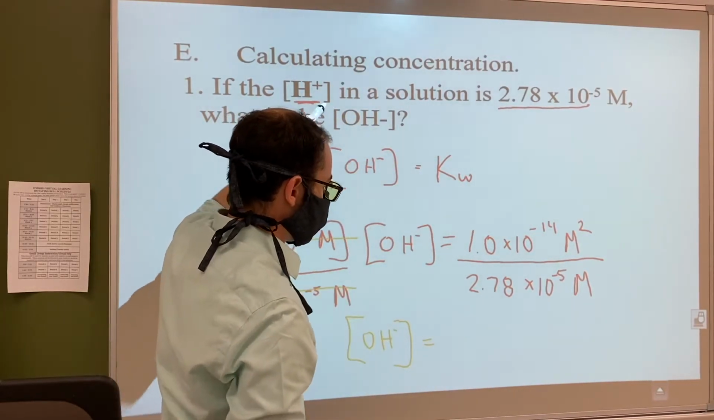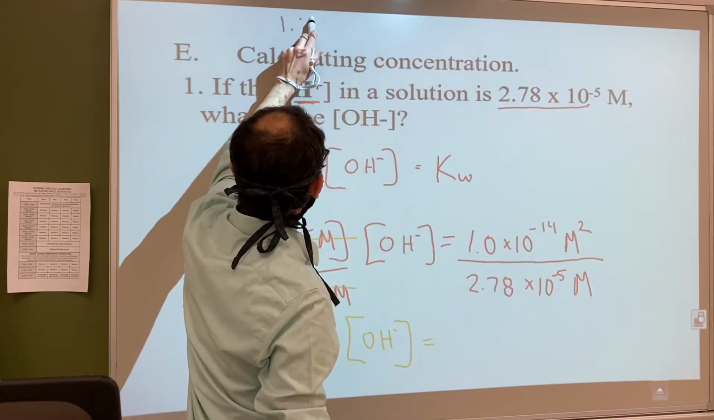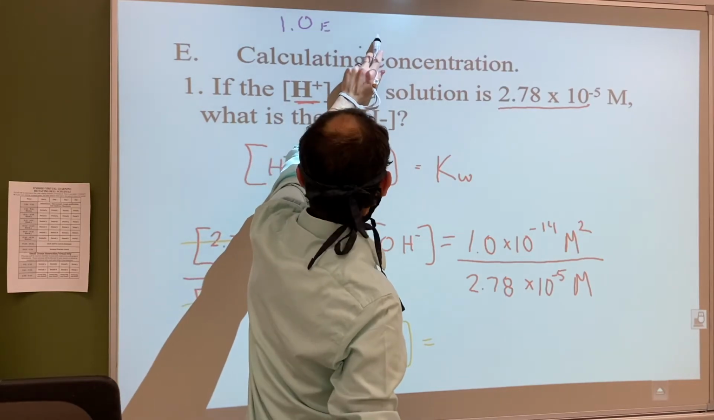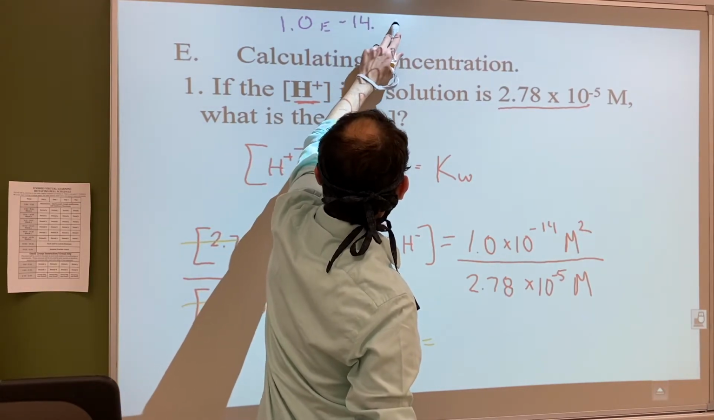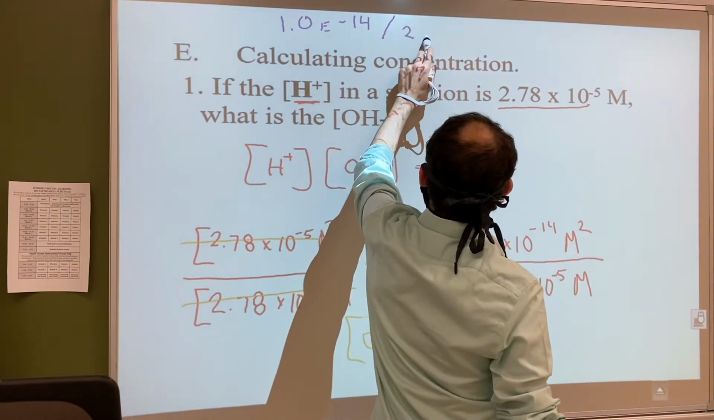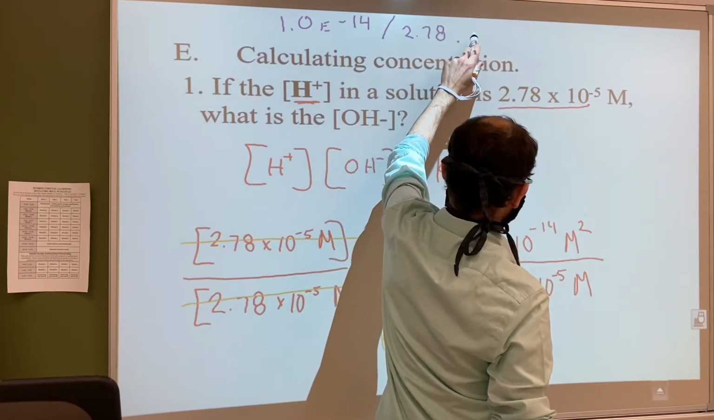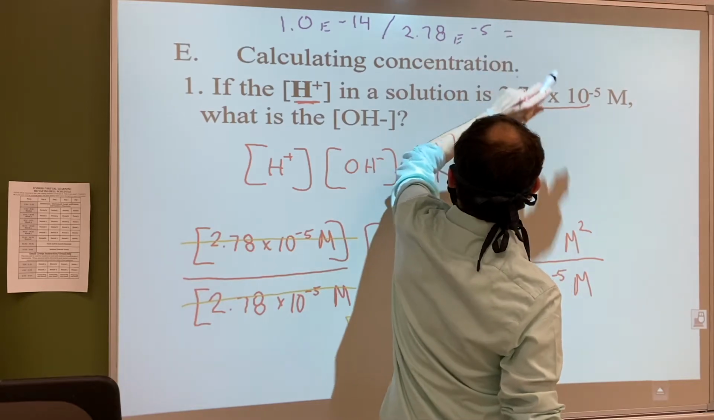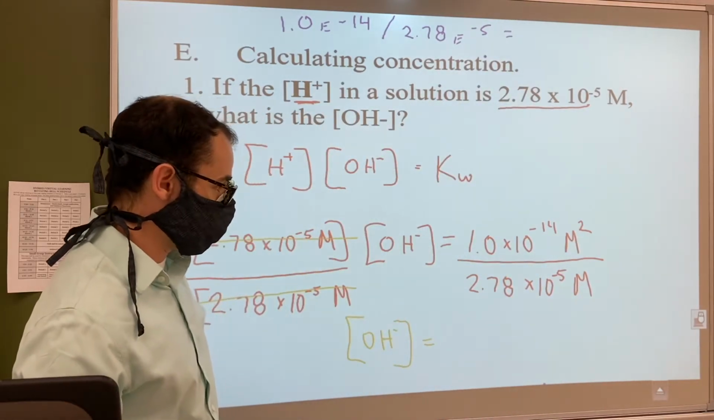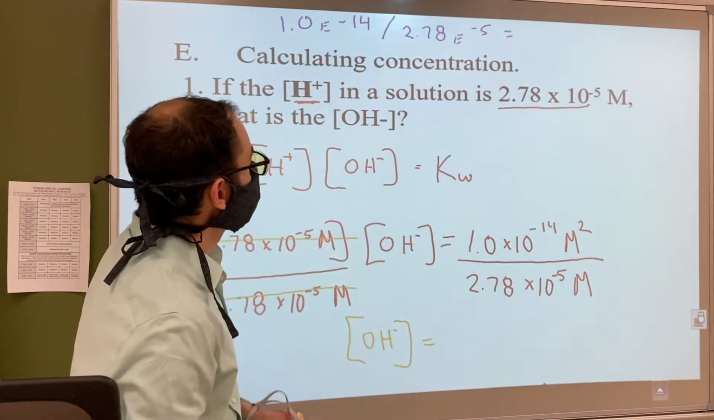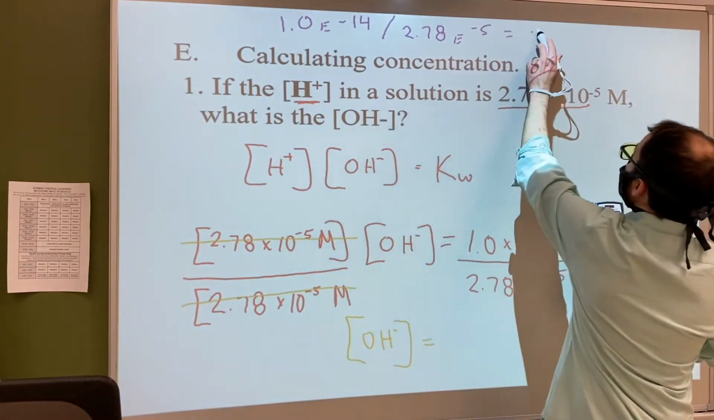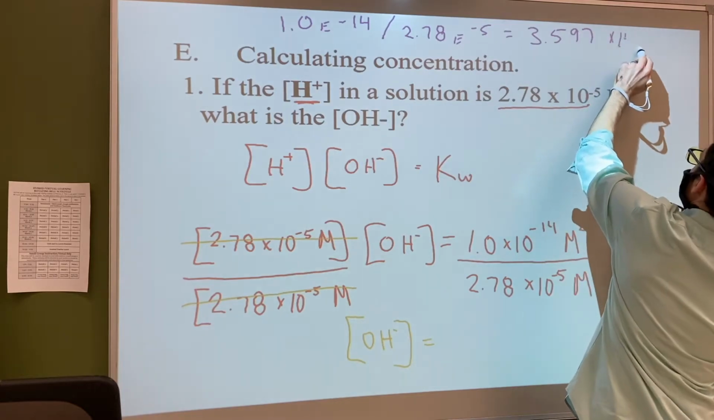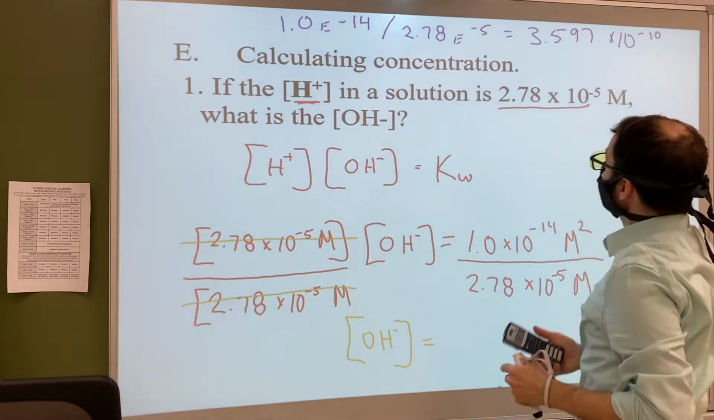If you have the TI-30, it would be 1.0, and then you would do just the E, negative 14, divide 2.78 E, negative 5, and then hit the enter button, and you should get from the calculator before we round 3.597 times 10 to the negative 10th.